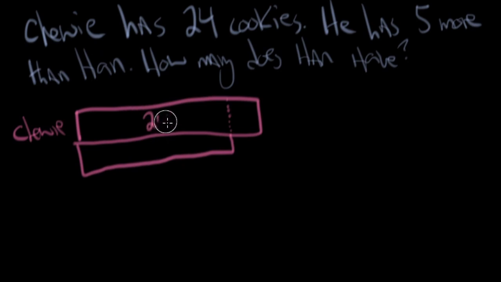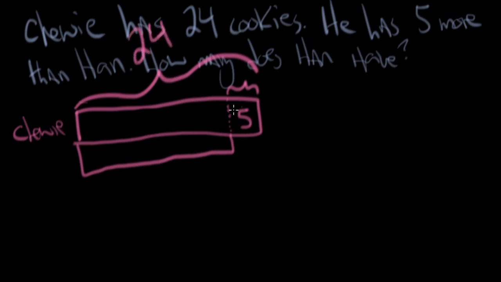So that was 24 in total. But you know that this little part here is just 5, and this whole thing is 24. So you had to go and cut that out. You said that this would be 5 more, so this is 19. And these are the same size, so Han has to have 19. So using the comparison model of how that looks.